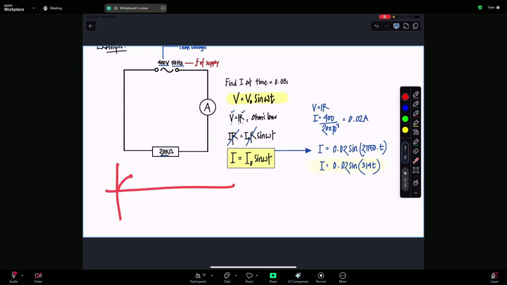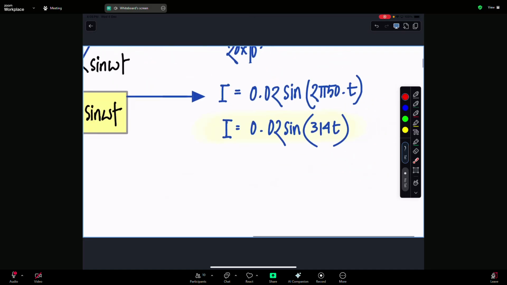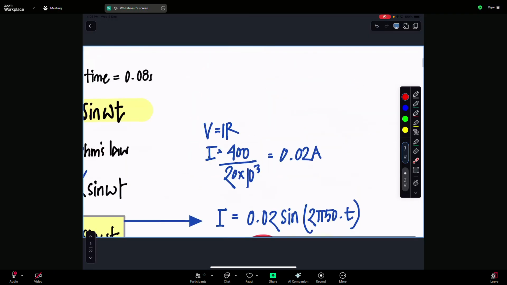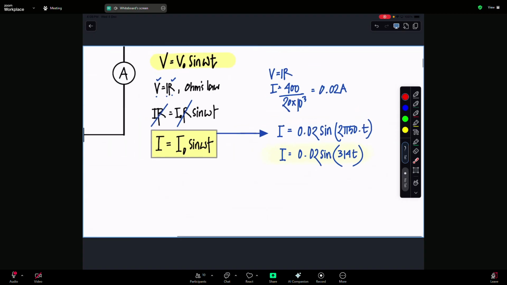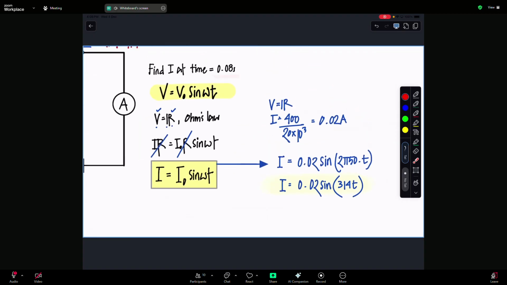So the current is basically doing this, right? It's an AC supply, so you first have to come up with an equation for the current. The equation is I equals I naught sine omega t. Where did I get my I naught from? I did V equals IR, and I found that the maximum current is 0.02. Also, omega is 2 pi f, right? So I got that. Now the question was to find the current at 0.08 seconds, right?